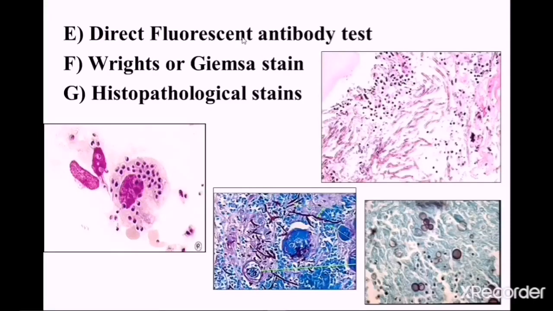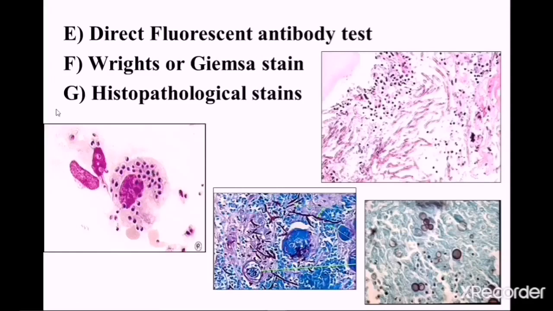Then there is the direct fluorescent antibody test. In this particular case, this can be applied to a tissue or a viable or non-viable culture. Then Wright's or Giemsa stain. These two stains can be used to find intracellular fungus, for example, Histoplasma capsulatum.